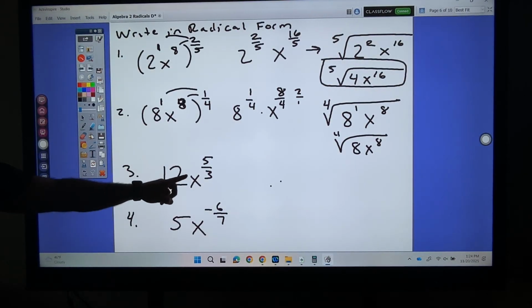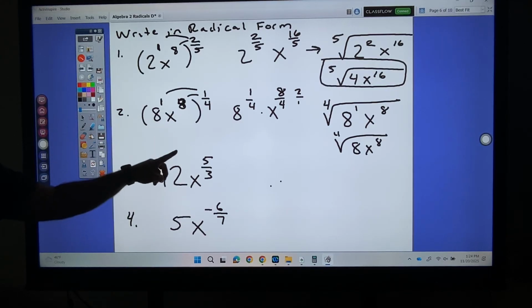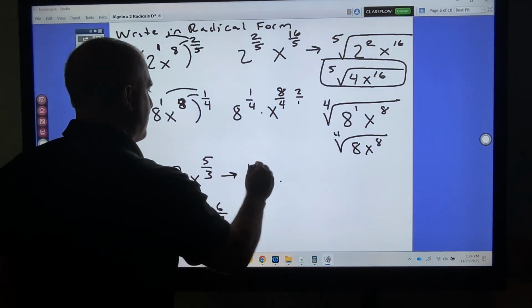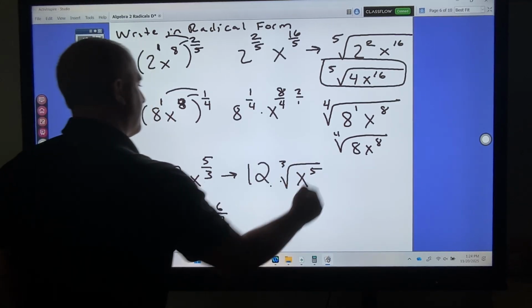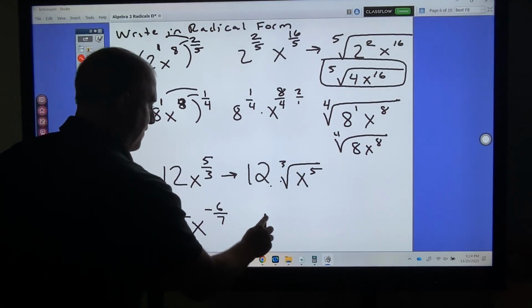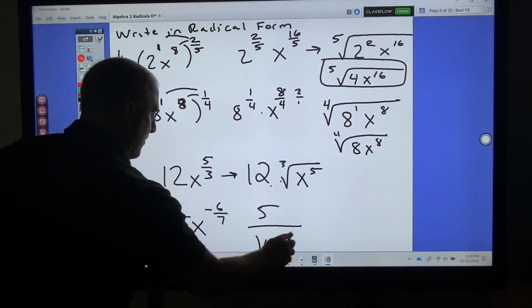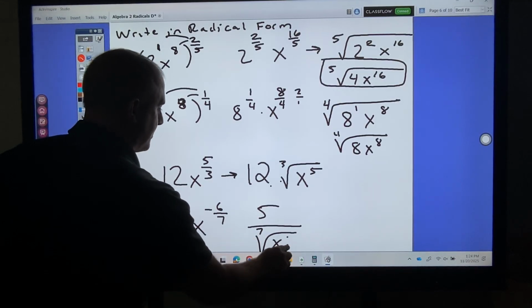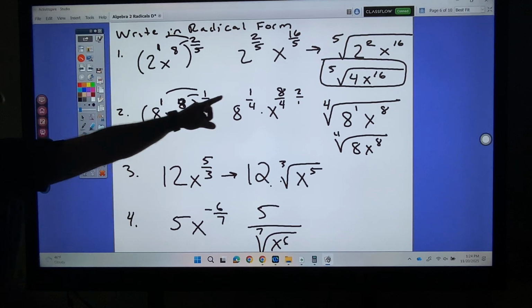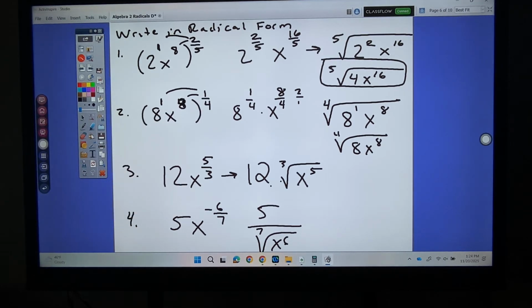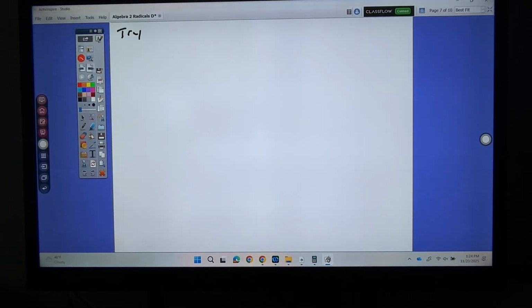Now, this is a little different. See how this does not have the parenthesis. So what happened is the 12 stays here. This would be the third root of x to the 5th. Same thing here. That 5 stays up there. I would have 7x to the 6th, okay? All right, so notice how if it has parentheses, you actually have to deal with the exponent. If it does not, you do not have to deal with the exponent. Okay, go ahead and try some on your own.